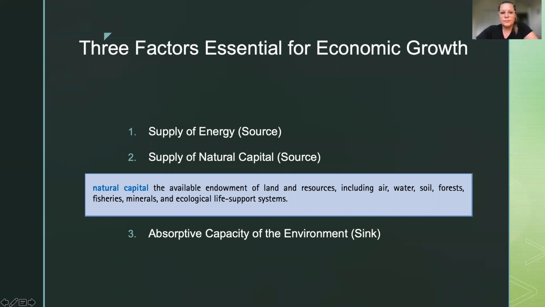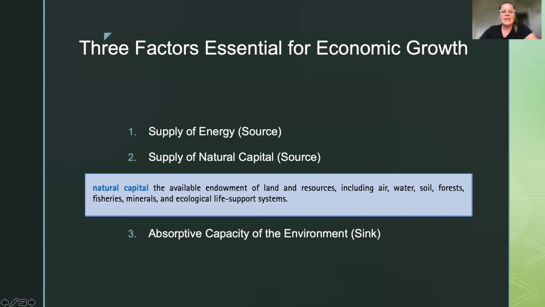and geothermal. We also need to think critically about the factor of natural capital, meaning the endowment of the land and resources that we have access to, including air, water, soil, forests, fisheries, minerals, all the different kinds of ecological life support systems. That's what we think of as natural capital. How much access do we have to that?